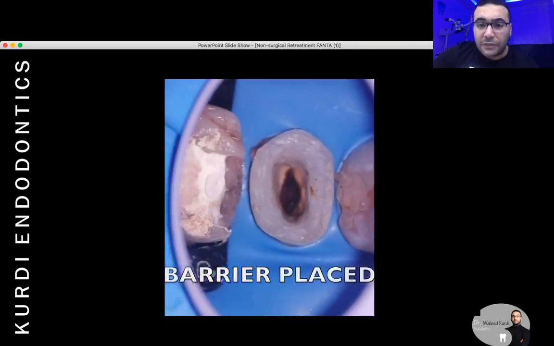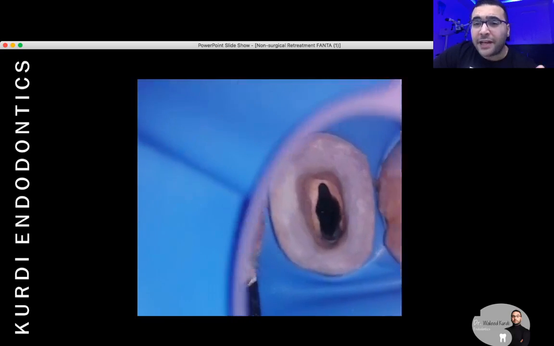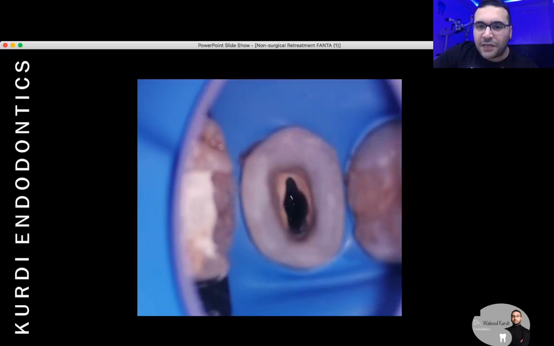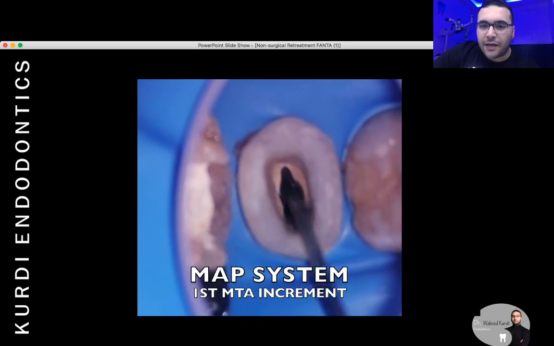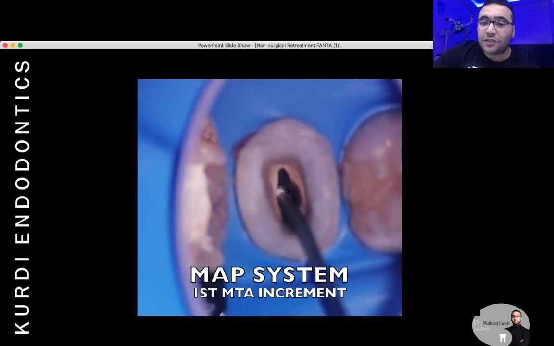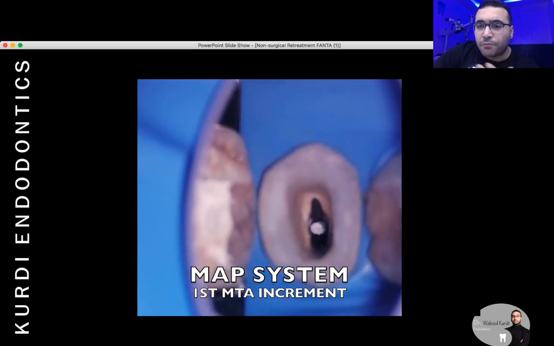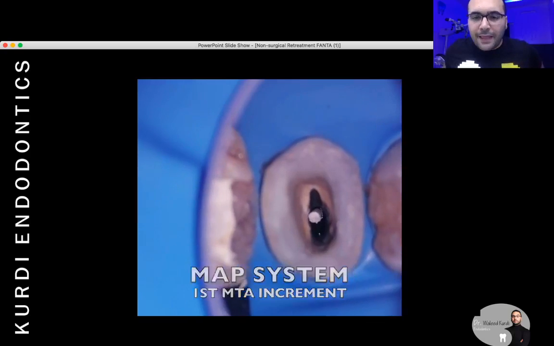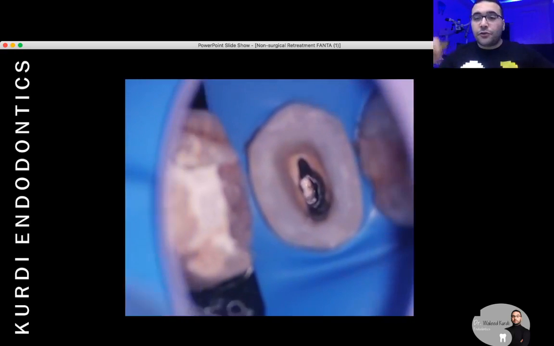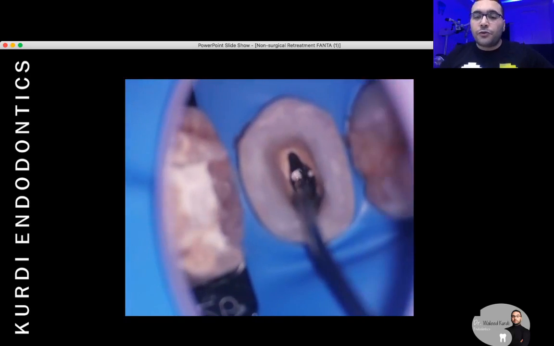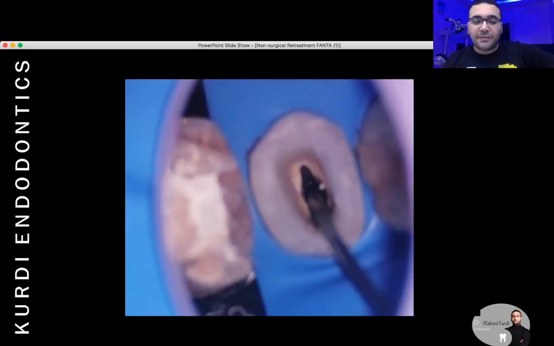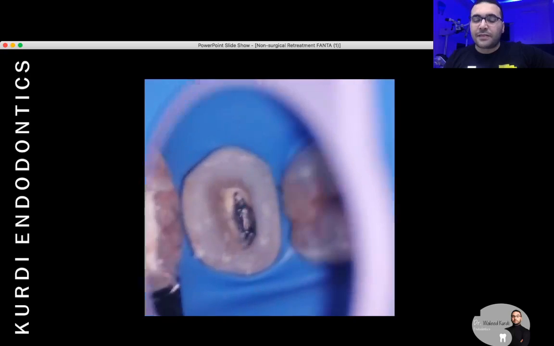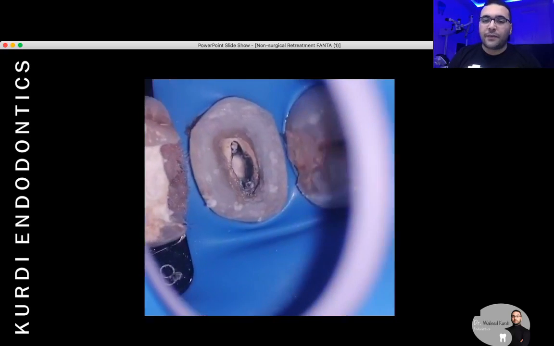Anyhow, now you are putting what, a sponge barrier? What is this kind of barrier or sponge you are putting inside this premolar, and then after that you are using a carrier to put the MTA inside the canal, and then after that you will start to adapt or to apply another increment of the MTA, and you are starting to adapt this MTA inside the canal.